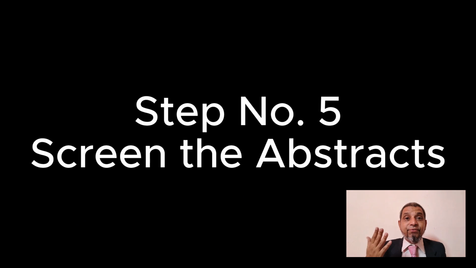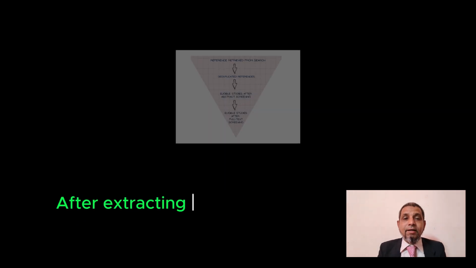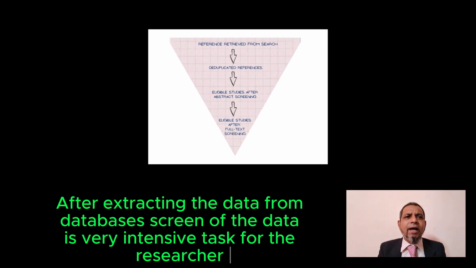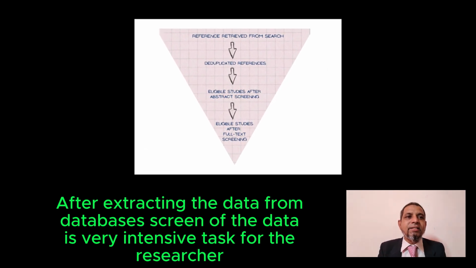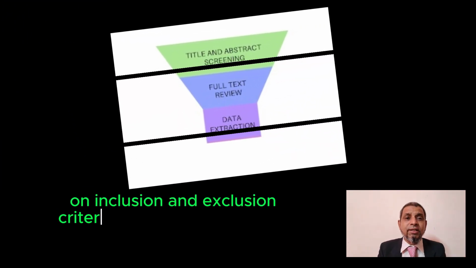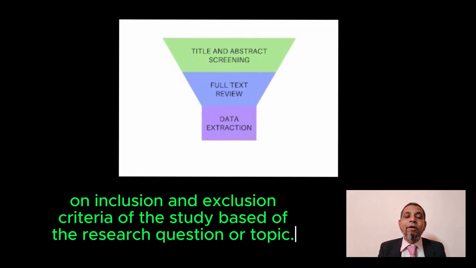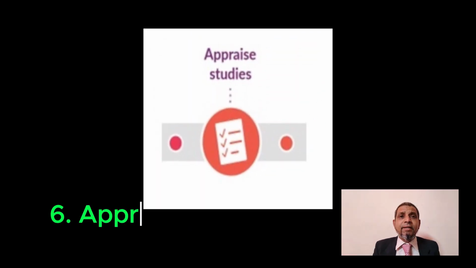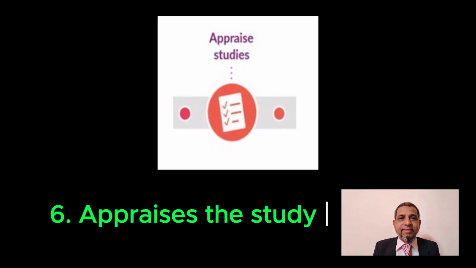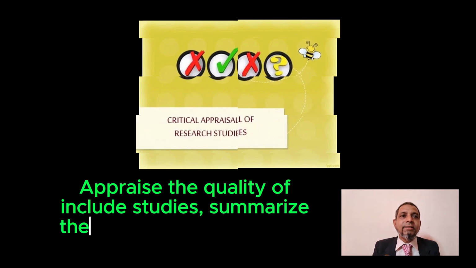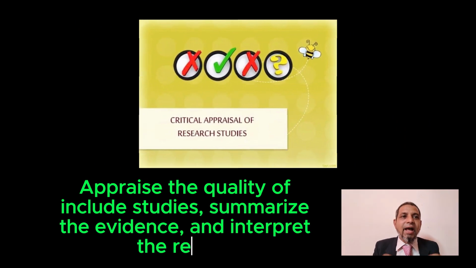Step number 5, screening the abstract. After extracting the data from databases, screening of the data is a very intensive task for the researcher, based on the inclusion and exclusion criteria of the research question or topic. Point number 6, appraise the study. Appraise the quality of the studies included, summarize the evidence and interpret the results.